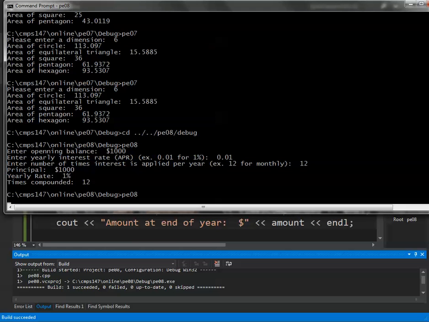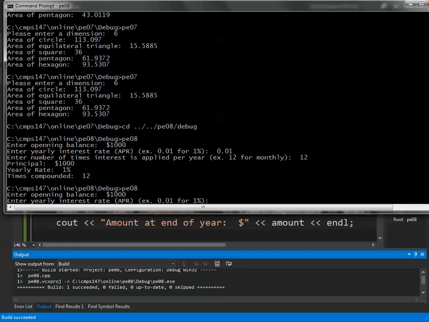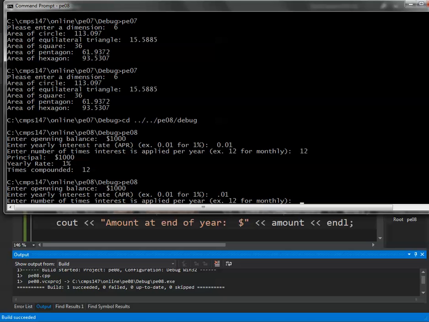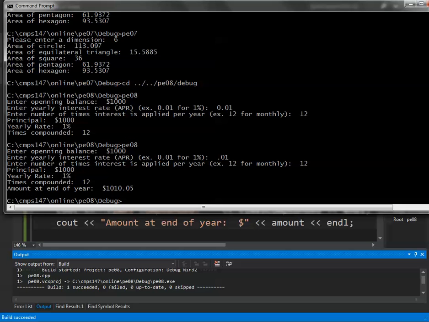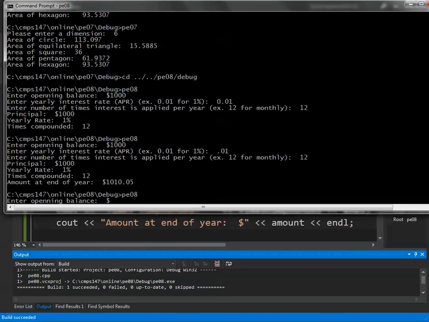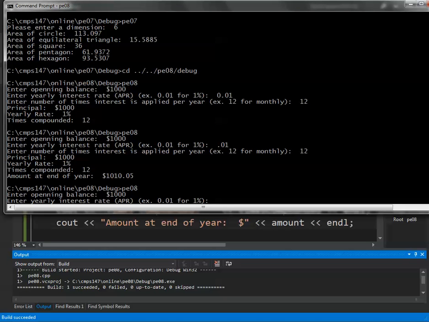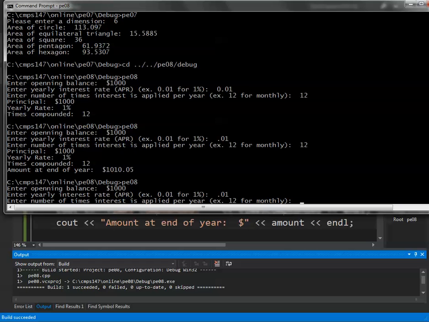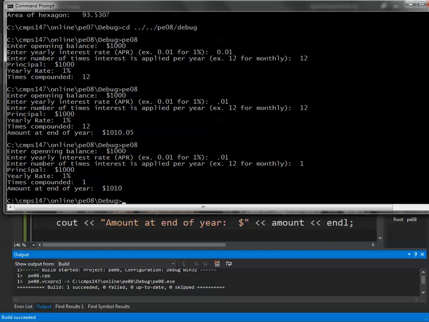If we run this, $1,000 after 1%, if it's compounded monthly, we'll have $1,010.05. We can do a little sanity check here. $1,000, 1% compounded once a year should have been a $10 interest. We'd get 1% of $1,000 at the very end. We got a little bit more if we did it monthly, not quite that much.